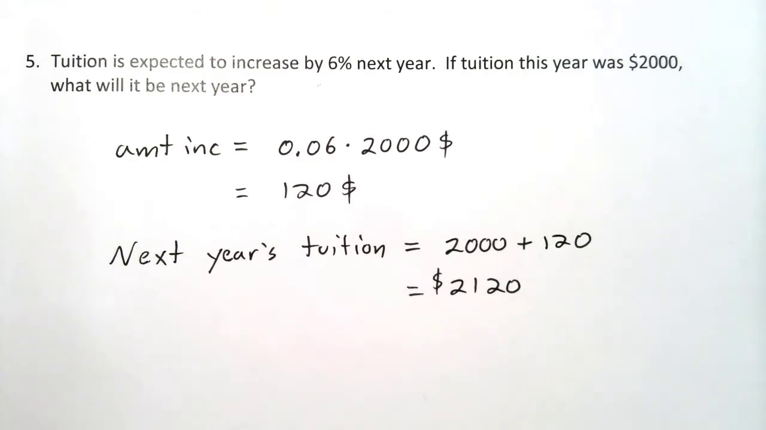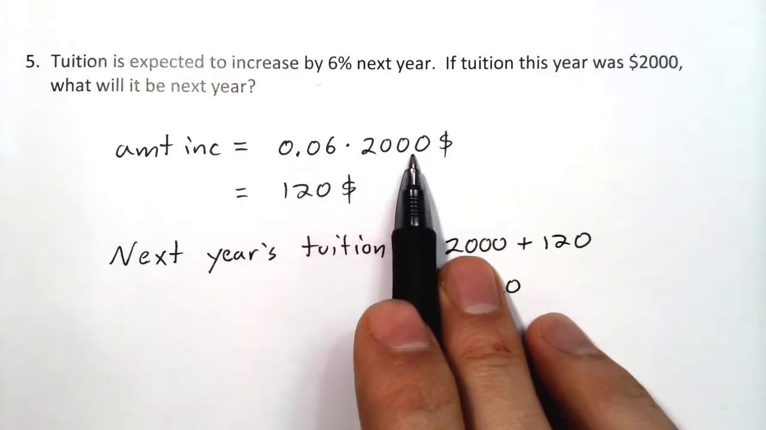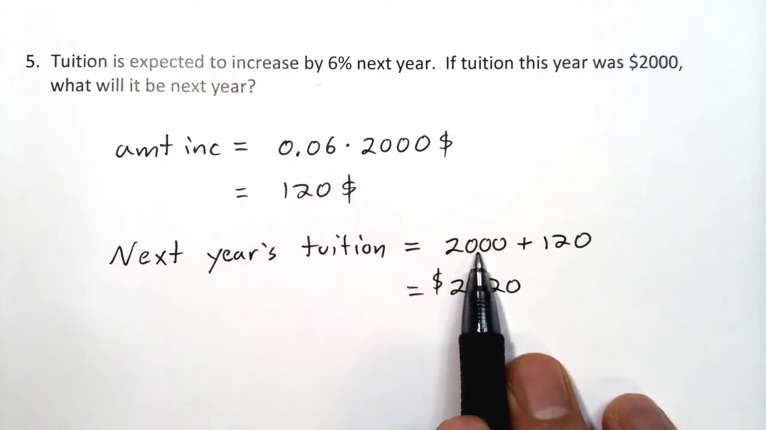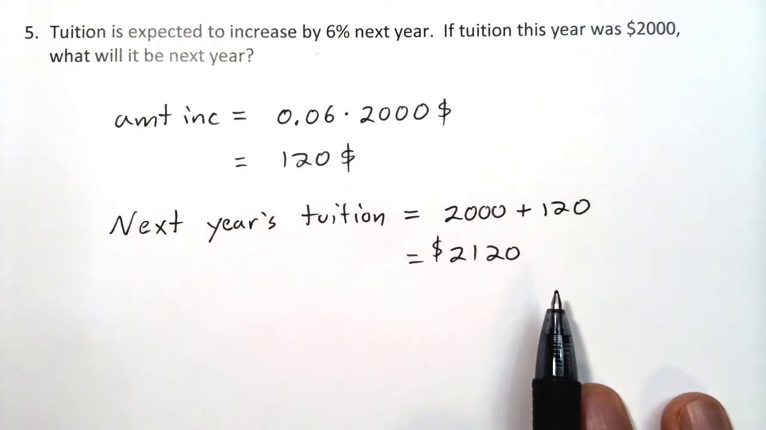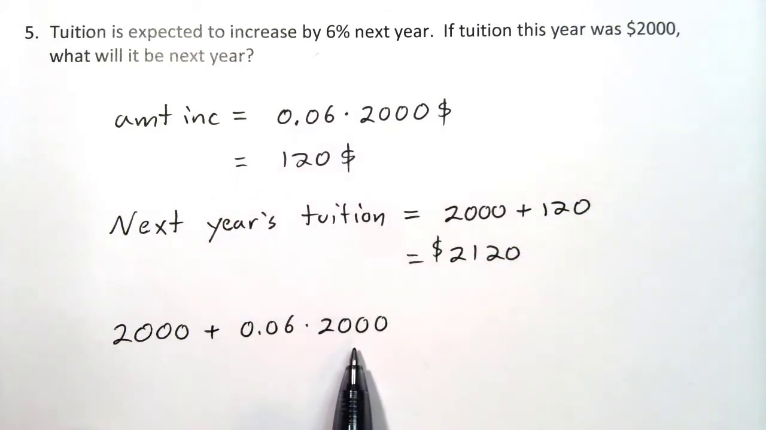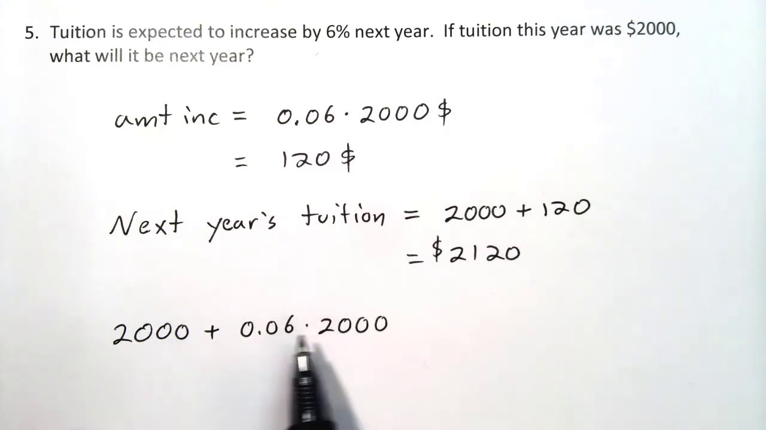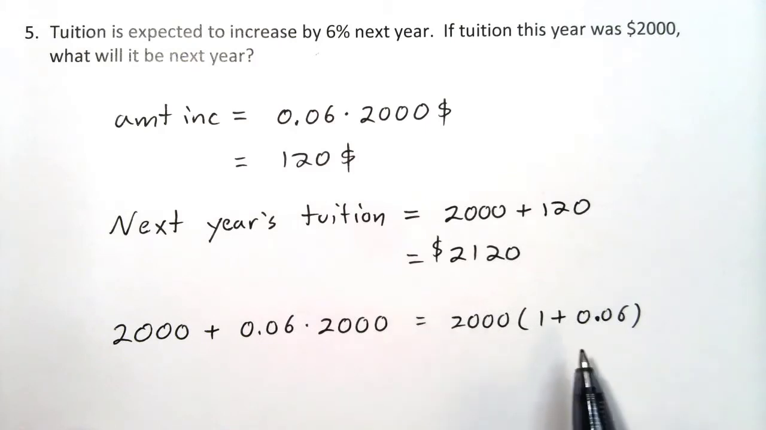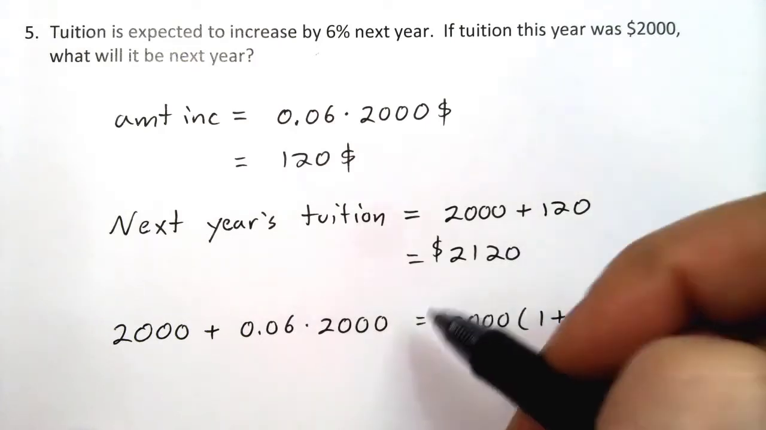Now, I want to say a little bit more about this. When we took this number, 120, and added it to 2,000, you can use a little bit of math and see something else here. This is the computation that we did. This will give us this amount. But what we can do here is factor out the 2,000. And when I factor out 2,000, what's left over here just becomes 1.06.